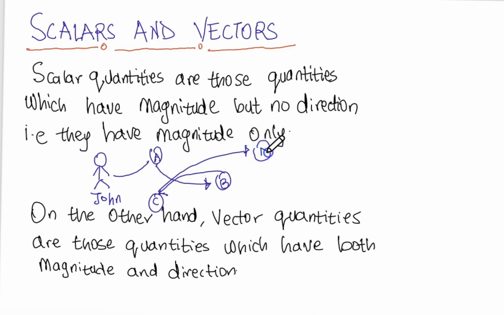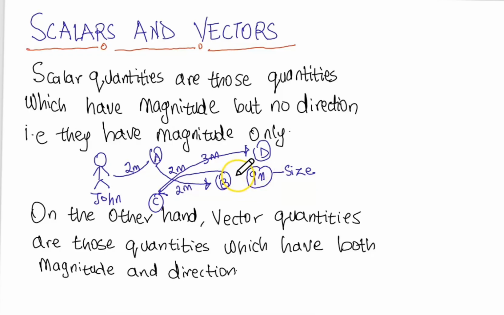So in doing all of this, John has covered a certain distance. Let's say from his house to A is 2 meters. From A to B's house is also 2 meters. From B to C's house is 2 meters. And let's say from C to D's house is 3 meters. So in total, he has covered a distance of 9 meters. This 9 meters is a size or a magnitude. So in essence, John has covered a particular distance which has magnitude, but in real sense, it has no direction.